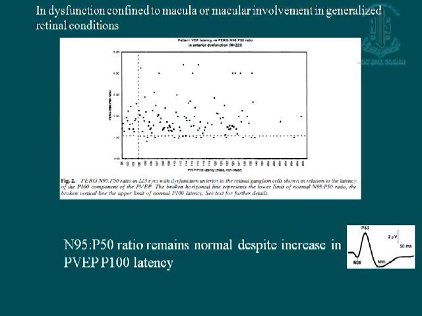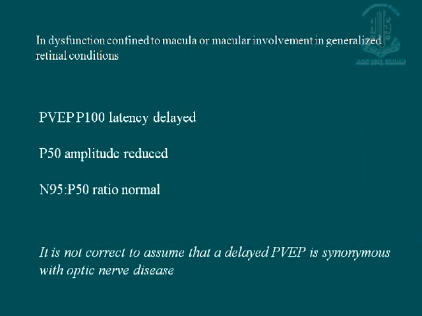And if you look at the ratio, the N95 to P50 ratios, most of them will be normal. And we have already given the explanation why this is so. So what we have seen in patients with predominantly macular pathology is the VEP is delayed. The P100 latency is delayed. P50 amplitude is reduced. This ratio is normal.